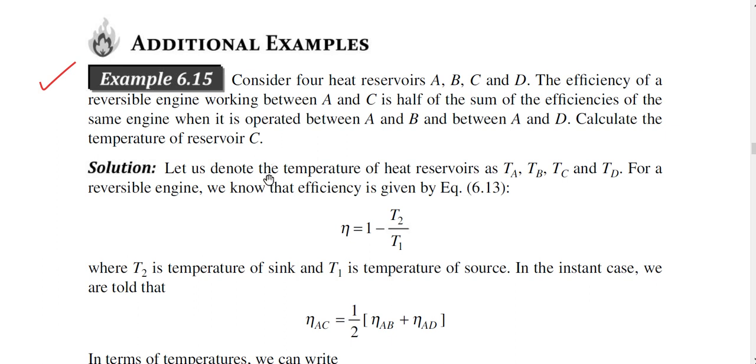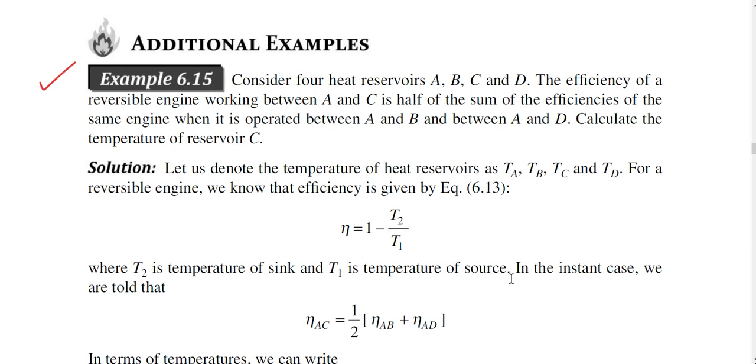To solve this problem, let us denote the temperatures of the heat reservoirs as TA, TB, TC and TD. These are the temperatures of the reservoirs A, B, C and D. For a reversible engine, we know the formula of the efficiency: eta is equal to 1 minus T2 by T1. This formula I have already discussed in the earlier lecture. Here T2 is the temperature of the sink, that is the cold reservoir, and T1 is the temperature of the source. Source means these reservoirs, that is A, B, C and D.